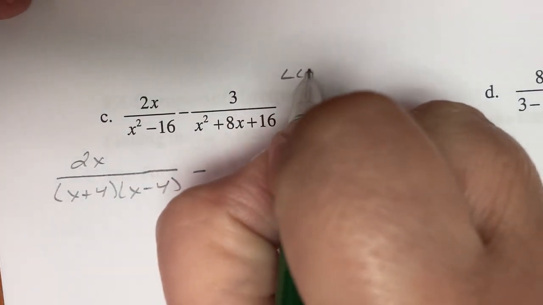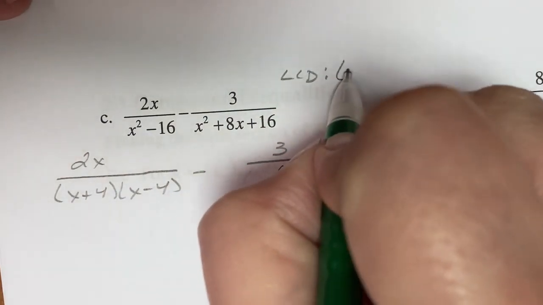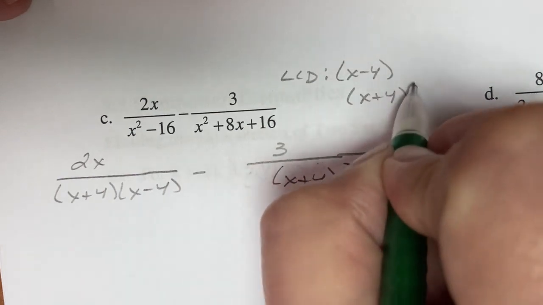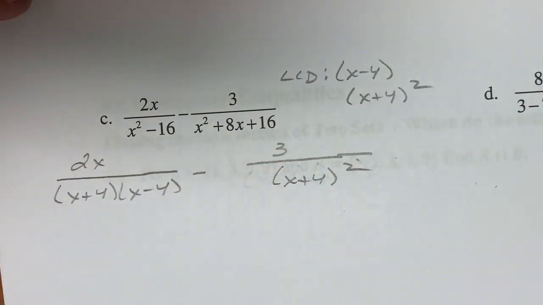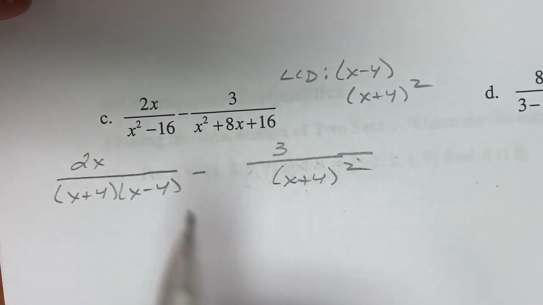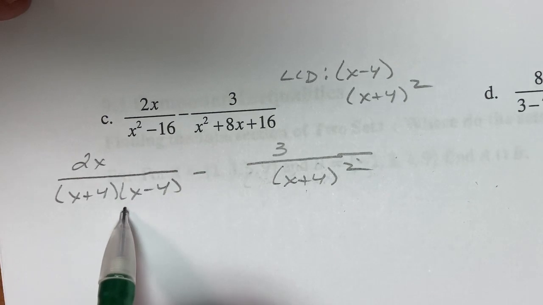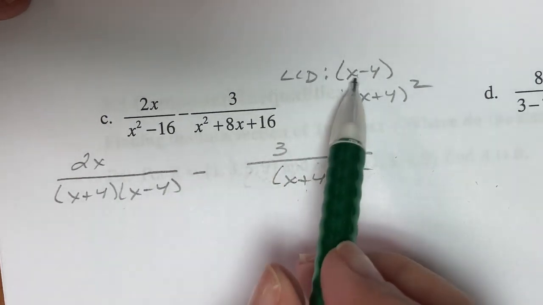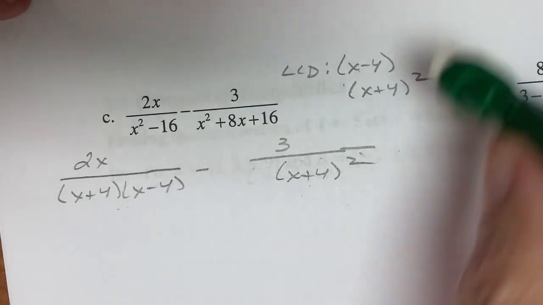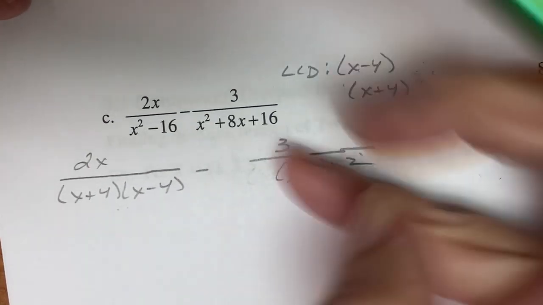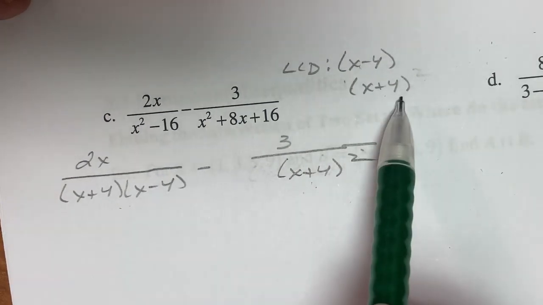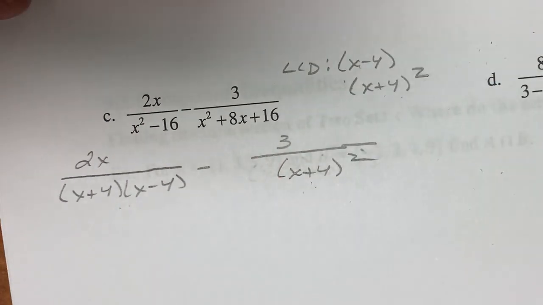So our lowest common denominator would be x minus 4, and it would be x plus 4 squared. We would need both of these x plus 4s. Remember, the lowest common denominator would be the smallest expression that both of the denominators divide into. So this divides into here evenly. And do you see where if I didn't have this squared here, if it was just this as the lowest common denominator, this does not divide into there evenly. You need the highest exponent.